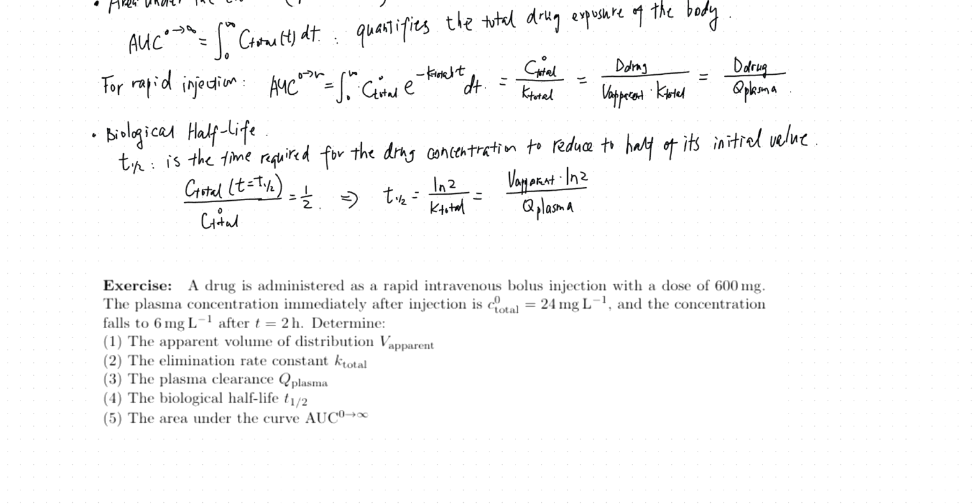Okay, the problem says a drug is administered as a rapid injection with a given dose. The plasma concentration immediately after injection is given, and the concentration falls to a given level after 2 hours. It has several parts. The first asks you to determine the apparent volume of distribution. The second is the elimination rate constant. The third is plasma clearance. Then determine the biological half-life and then the area under the curve. All right, that's all for this topic.